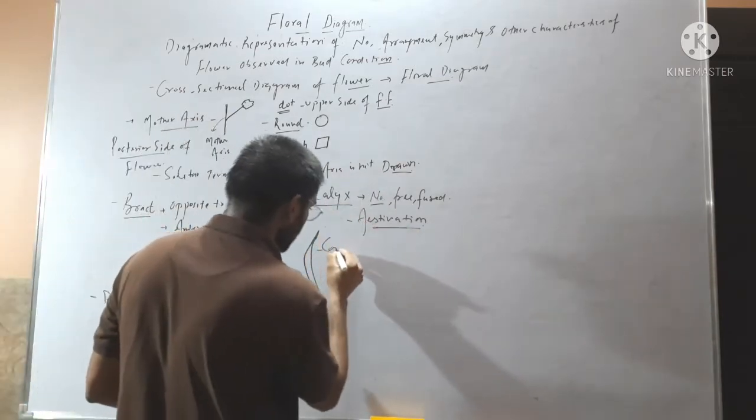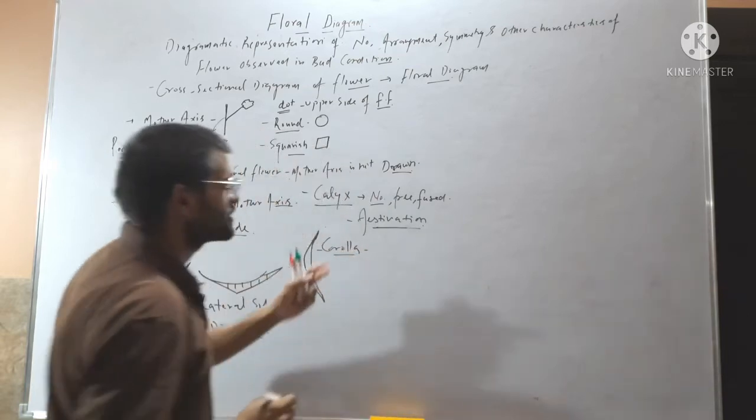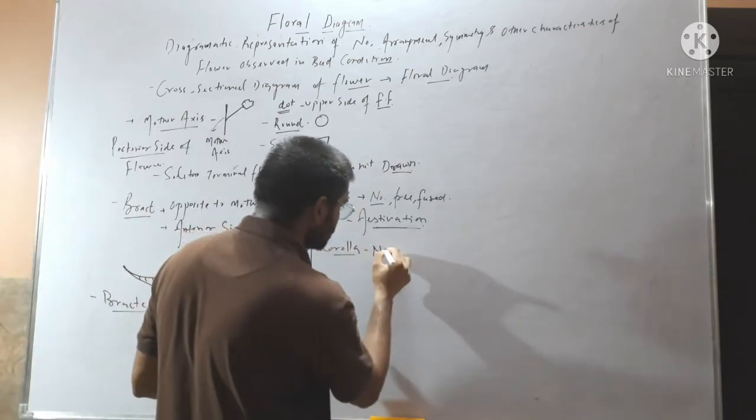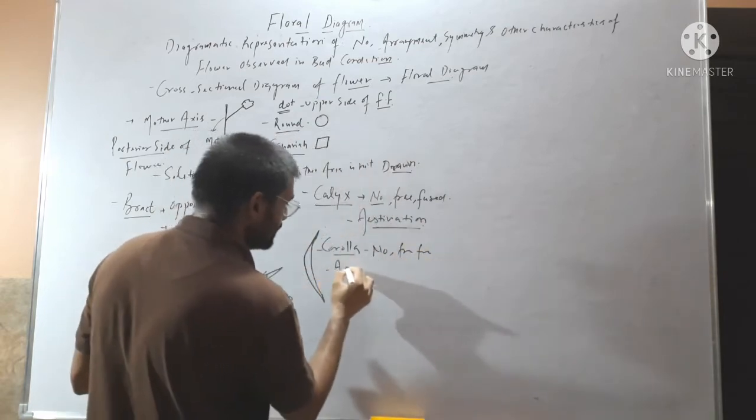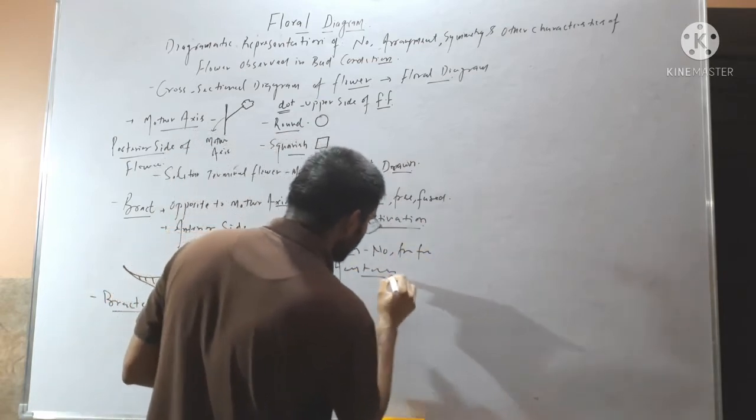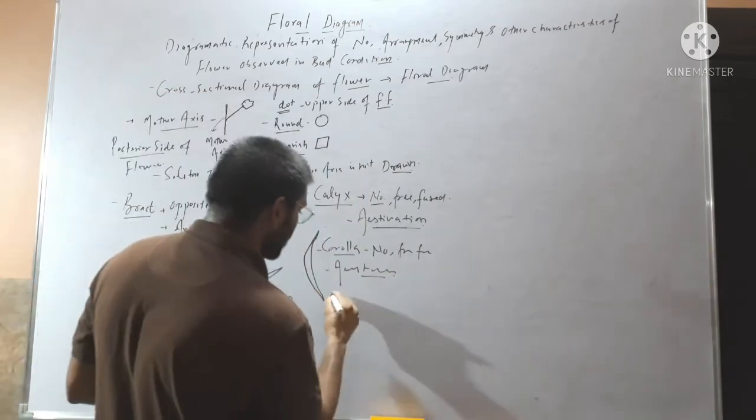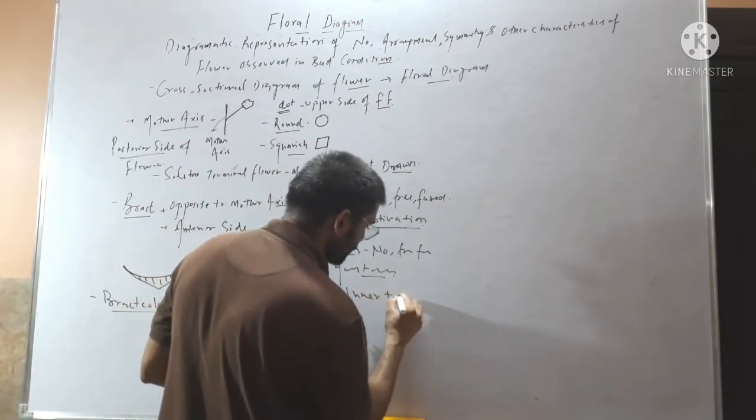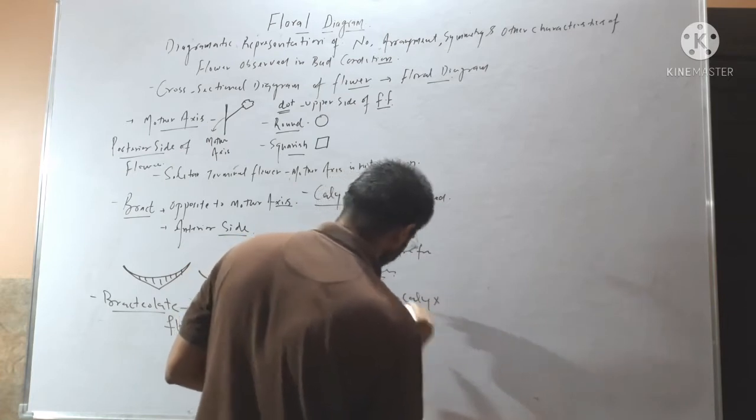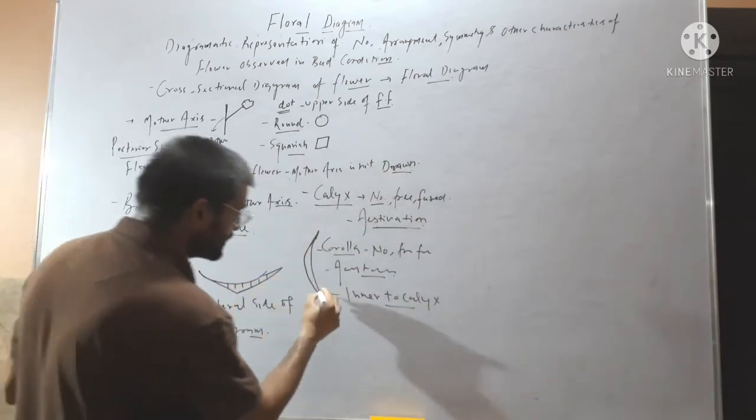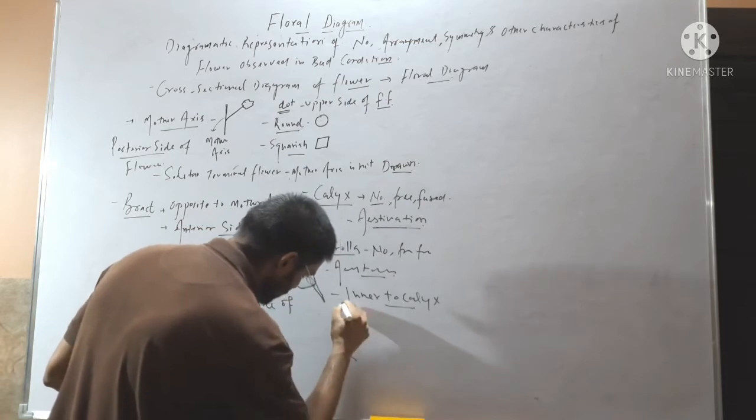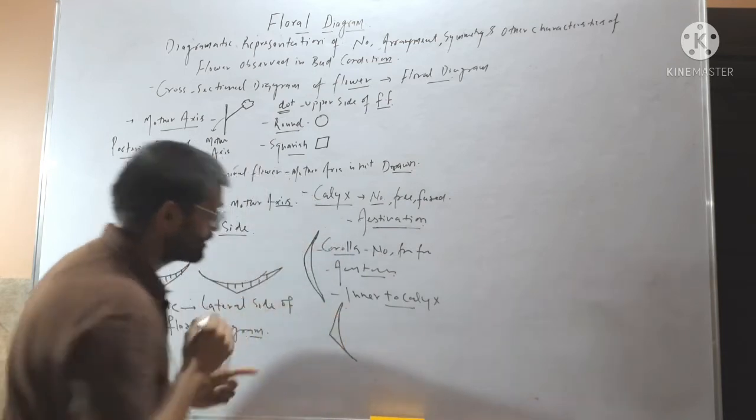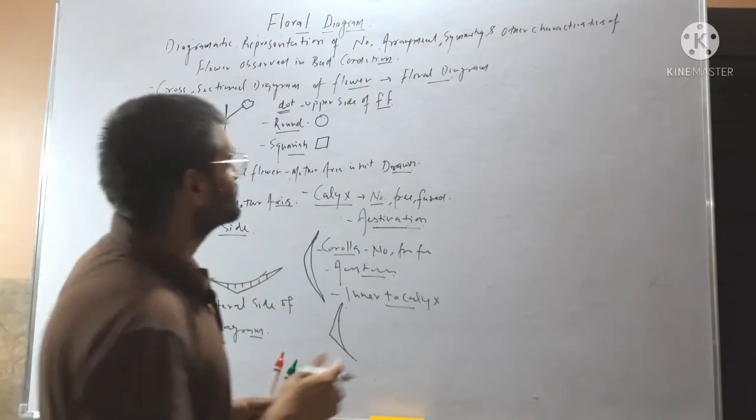Similarly, in case of corolla, first we will note their number. Are they free or fused? Then their estivation, and they will be drawn inner to the calyx. They will also be drawn in the form of an arc, similar to the calyx.